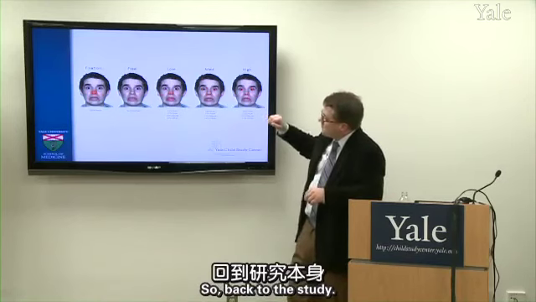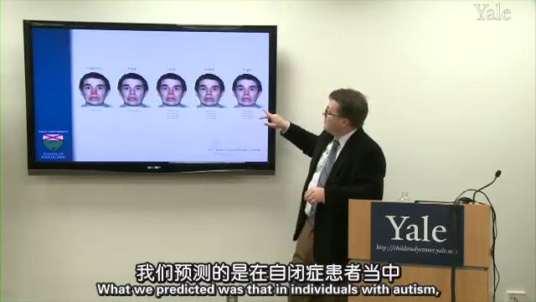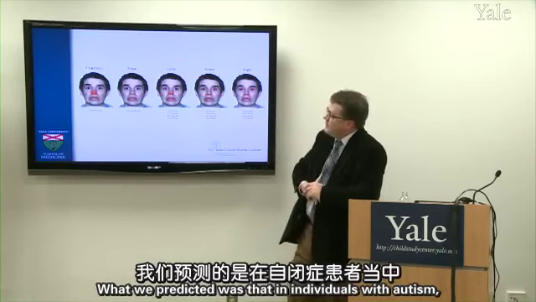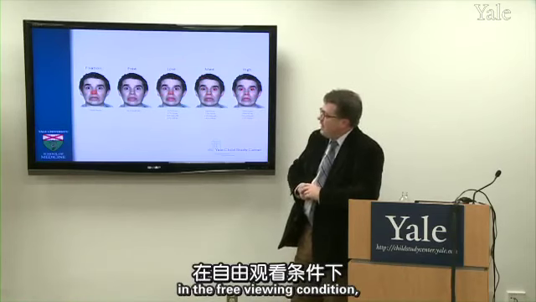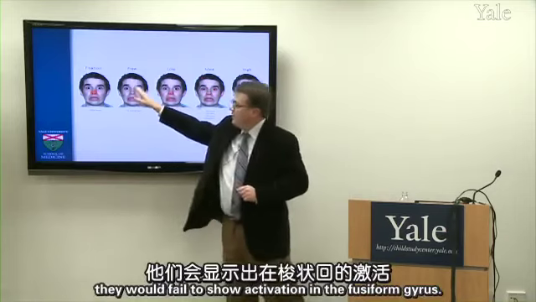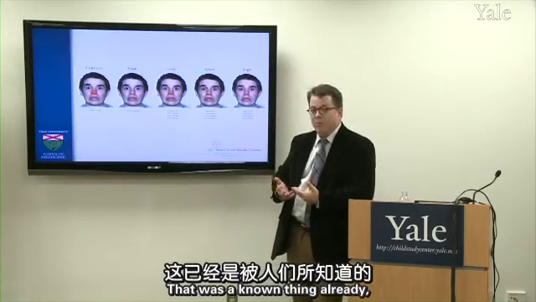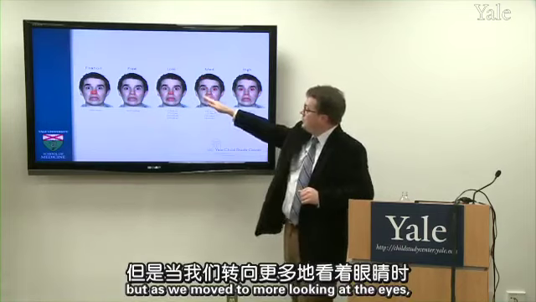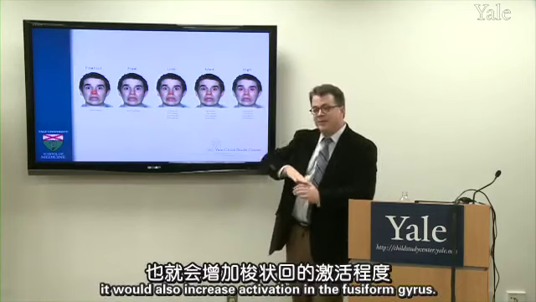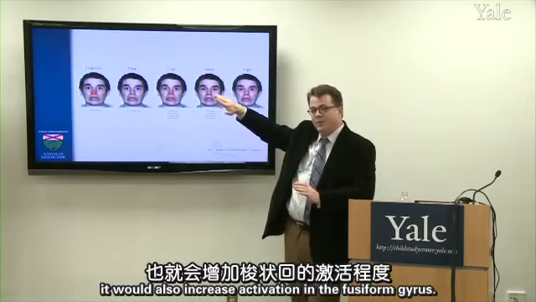So, back to the study. So what we predicted was that in individuals with autism, in the free viewing condition, they would fail to show activation in the fusiform gyrus. And that was a known thing already. But as we moved to more looking at the eyes, we would actually increase activation in their fusiform gyrus.